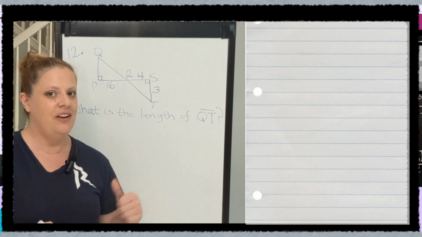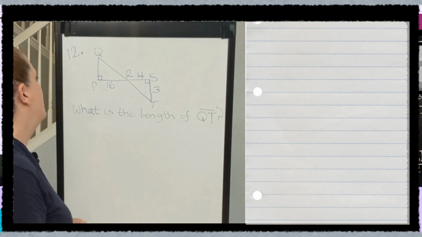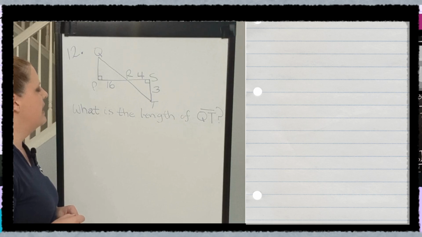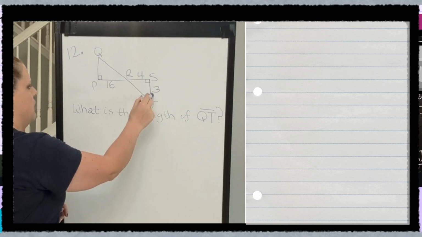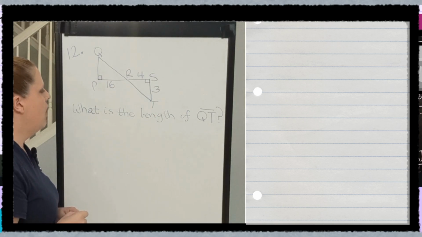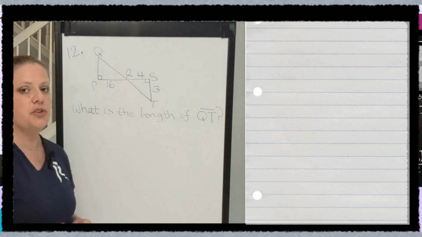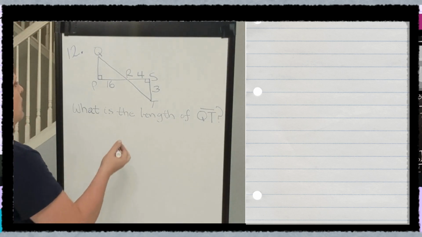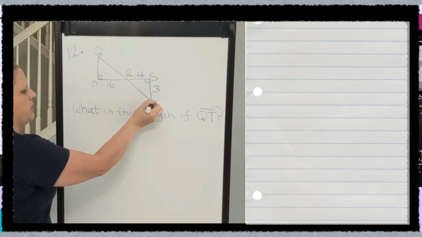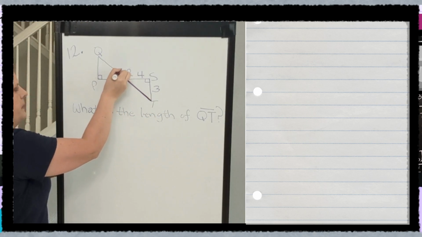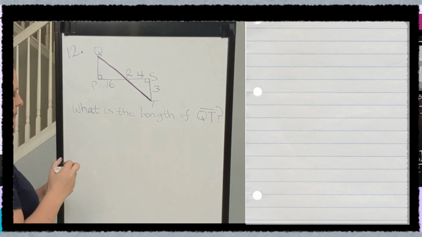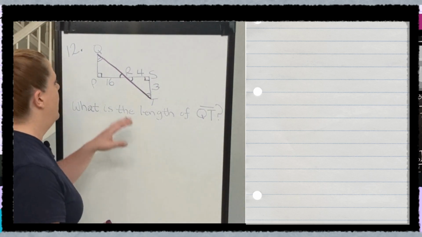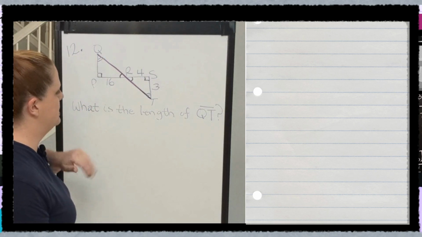In the figure on the board, PQ and ST are perpendicular to PS, thus the 90-degree angles. PR is 16, RS is 4, and ST is 3. What is the length of QT? QT spans from down here all the way up to right there. In finding PQ, I'm going to need to find this section and this section.